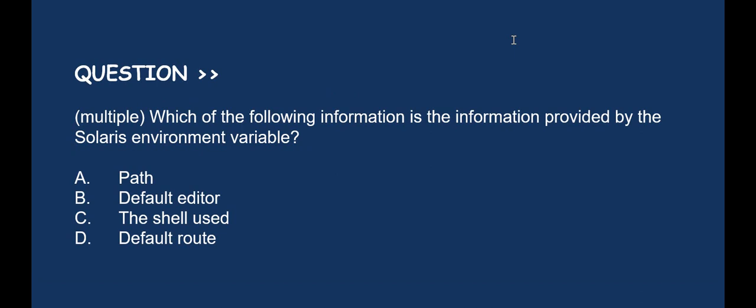Next one, which of the following information is the information provided by the Solaris environment variable? Option A, path. Option B, default editor. Option C, the shell used. Option D, default root. The correct answers are option A, B and C.